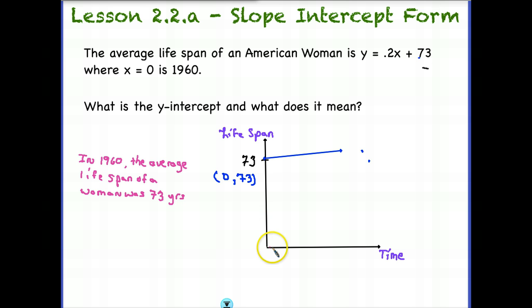Okay, so we could continue on up. We could find another point up here, maybe in here somewhere. Maybe this would be 20 years later, so maybe that's 1980, and we could go up here and see where it hits the graph and figure out what the lifespan is of a woman in 1980. And if you continue and follow the trend, okay, a woman's lifespan is increasing very slowly per year, only 0.2 per year. All right, and that concludes our lesson for today.